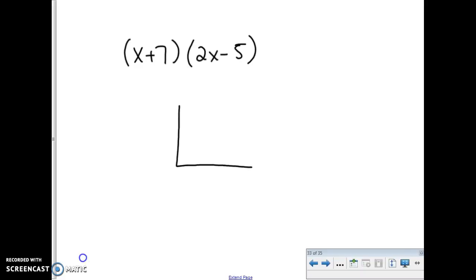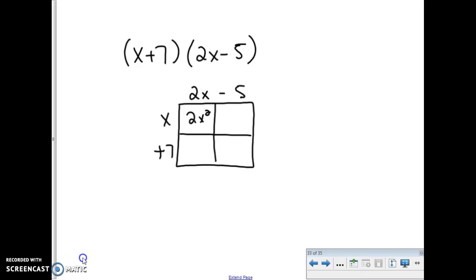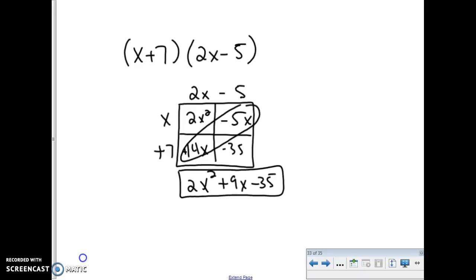If you remember, when I multiply x plus 7 times 2x minus 5, which is not in your notes, I'm taking x plus 7 and multiplying it by 2x minus 5. I'm finding the area of each box. x and 2x gets me 2x squared. x and negative 5 gets me negative 5x. 7 and 2x gets me 14x. And then 7 and negative 5 get me negative 35. If I add this main diagonal, I end up with 2x squared plus 9x minus 35. That was the sum of all that.